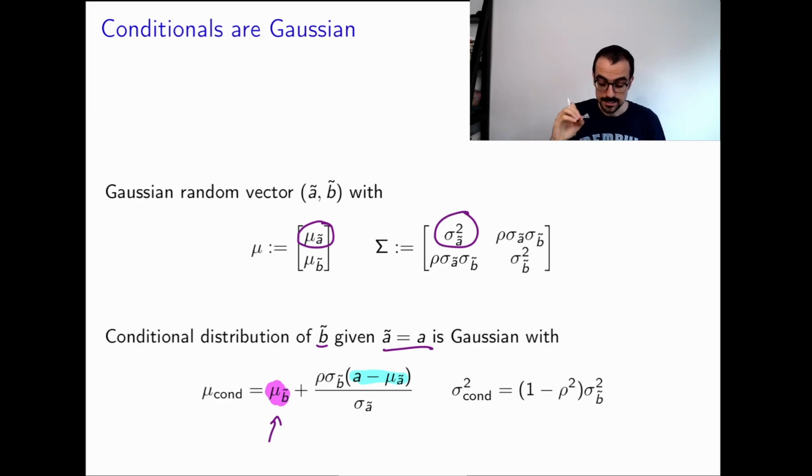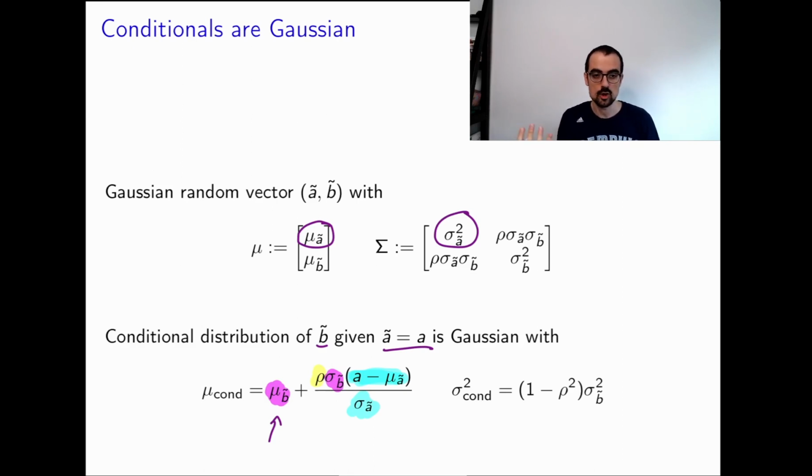First, you have to add the mean of B, okay? How is it shifted? Well, in order to see how it's shifted, what you do is you center A. So this is centering. You center A, and then you divide A by its standard deviation. That gets multiplied by this correlation coefficient rho, and then scaled by the standard deviation of B, and that gives you how mu is shifted.